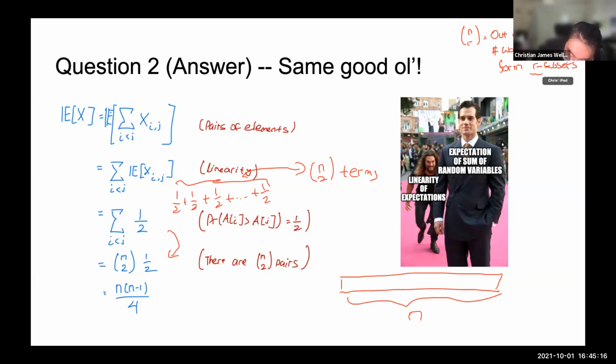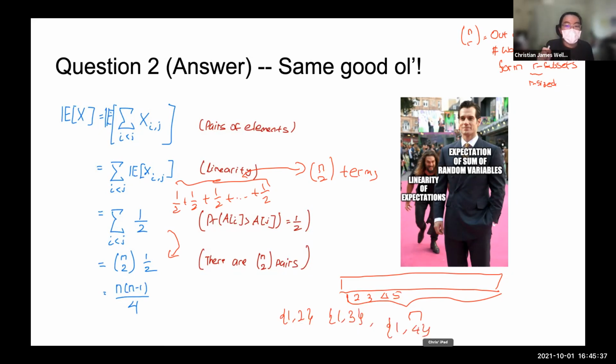Okay, R-sized subsets. So that's the definition of n choose R. And remember, we are finding all the pairs. So like 1, 2, 3, 4, 5, right? We want to find all the pairs: pair 1, 2, pair 1, 3, pair 1, 4, and so on.